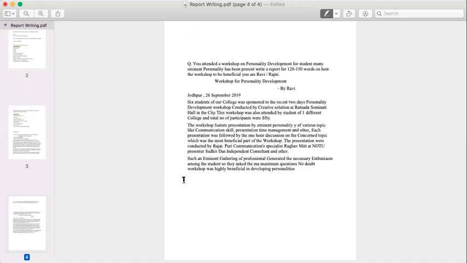Here is a sample report. The report is where you have attended a workshop on personality development for students, where many eminent personalities were present. So we are writing the report for the same. So our title is this. It has been written by, this is place and date, the first paragraph, the second paragraph, and the concluding paragraph. So students, this is how we need to write a report.